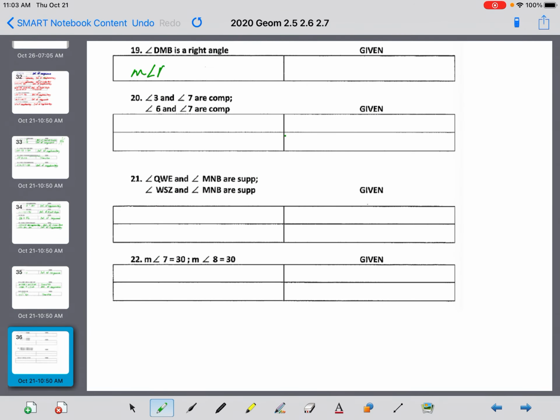Then we know the measure of angle DMB equals 90. We had one like this earlier, def of right angle. So most of the time when you see a word, your next conclusion is going to be based off the definition of that word. 3 and 7 are complements, 6 and 7 are complements. I'm going to say angle 3 is congruent to angle 6. Since angle 7 is in both these statements, that's kind of a transitive property thought.